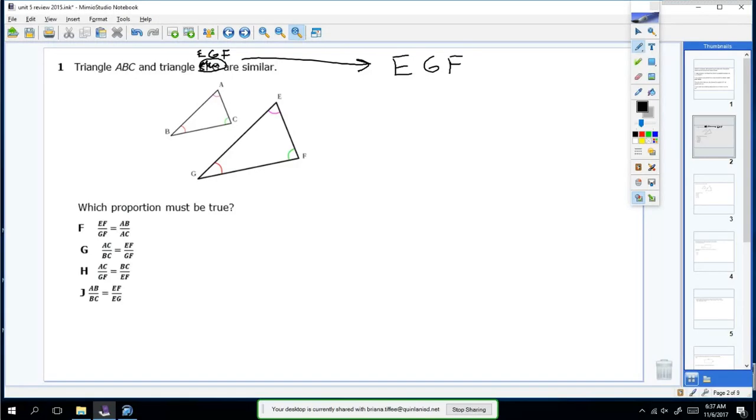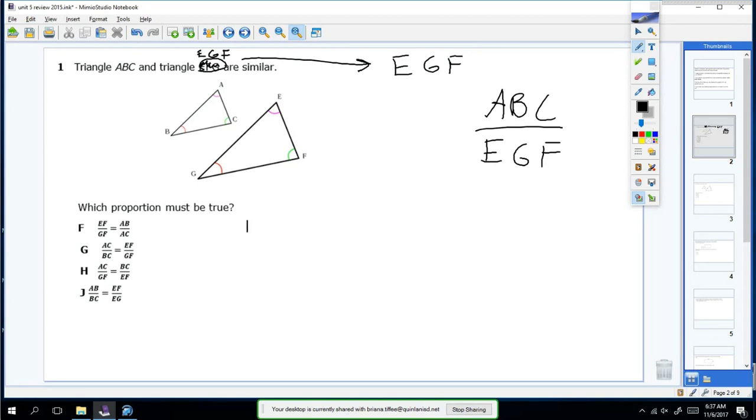I'm sorry for making this mistake on the review. Generally, they are in alphabetical order, but sometimes they're not. So make sure that you change EFG to EGF. So that means we're going to have triangle ABC to EGF. And so we're going to try to determine which proportion is true.